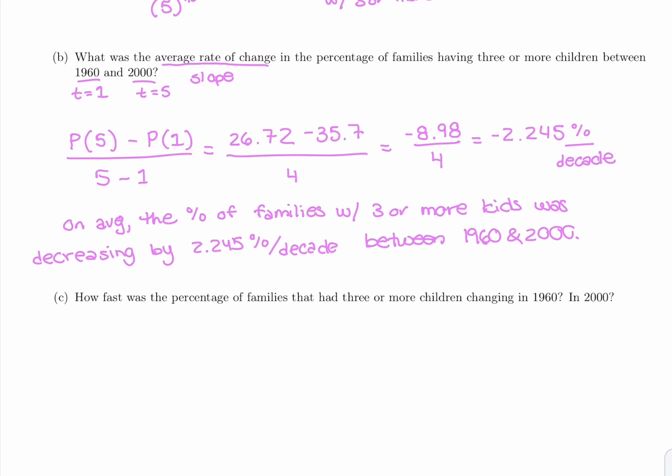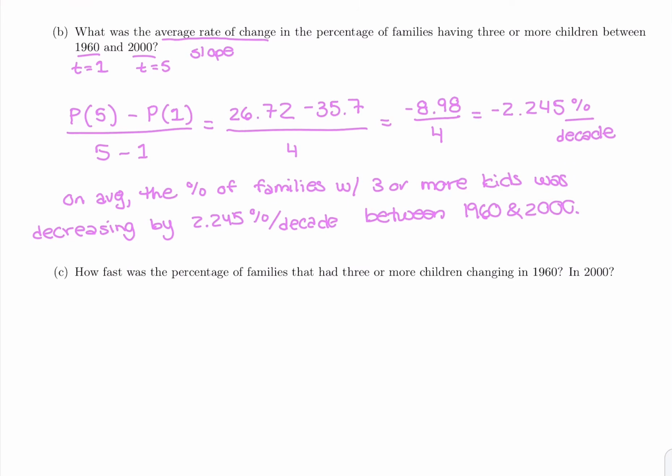All right, this last part says, how fast was the percent of families that had 3 or more children changing in 1960 and in 2000? So I'm seeing multiple change words here. I'm either going to have to use the slope or the derivative. It wouldn't be just plugging into the original because we're asked about change. Is it change at an instant or a change on average between 2 years? Well, it doesn't say on average. It just asks about the change in 1960 compared to the change in 2000.